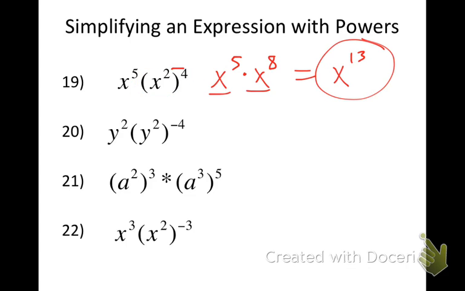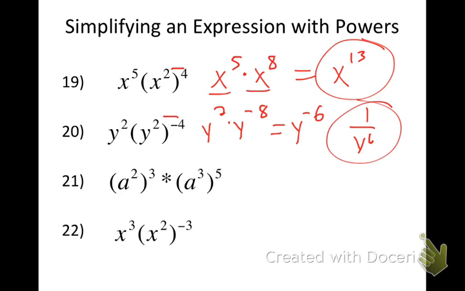Okay, 20. Allie, what do I have to do right here? I multiply them. So I have y to the 2nd times y to the negative 8th. Now what do I do with the exponents, Allie? Add them. So I get y to the negative 6th. Is that my answer, Allie? Why not? Because it's negative, so where do I move the negative to? So I have 1 over y to the 6th. And now we have that as our final answer.